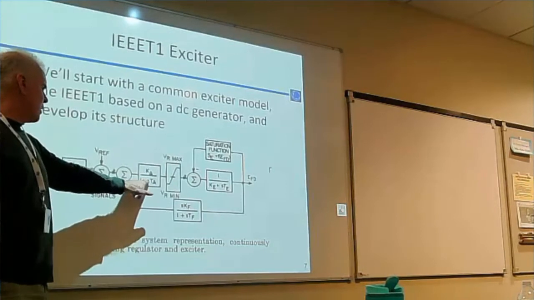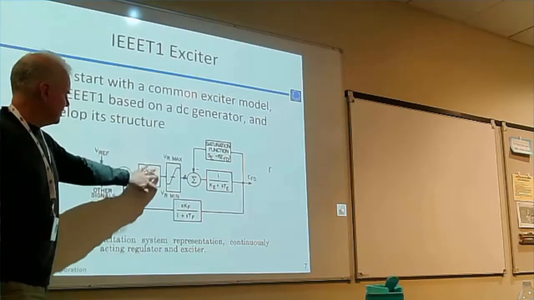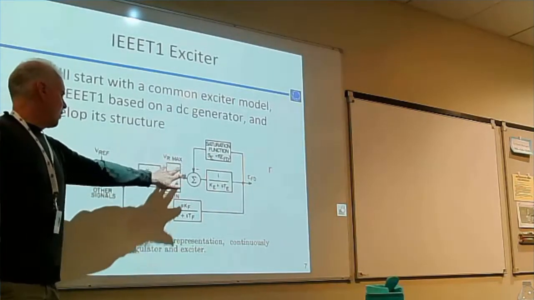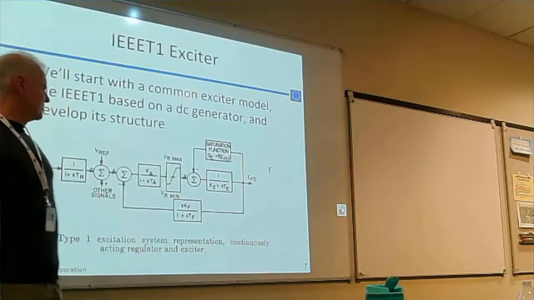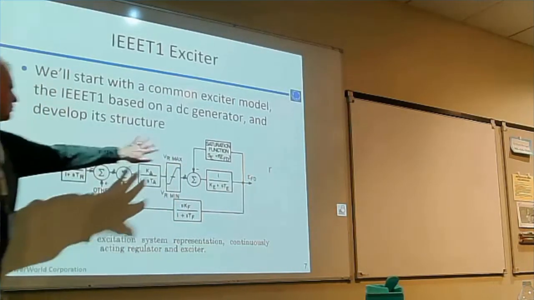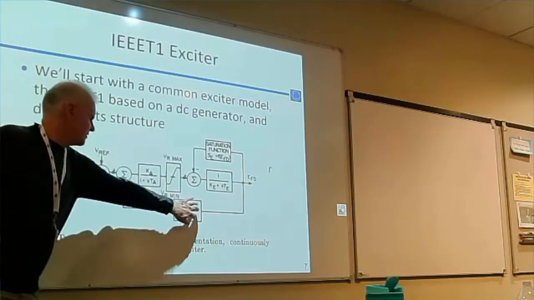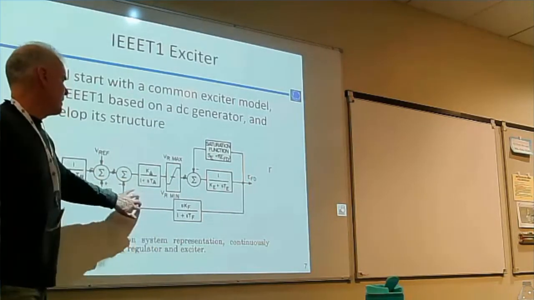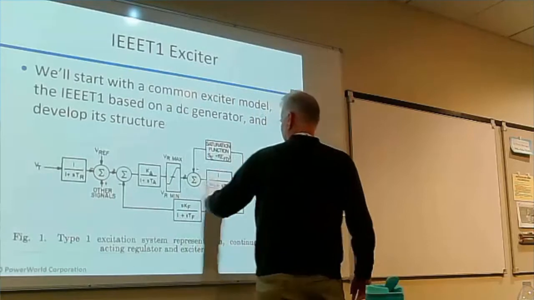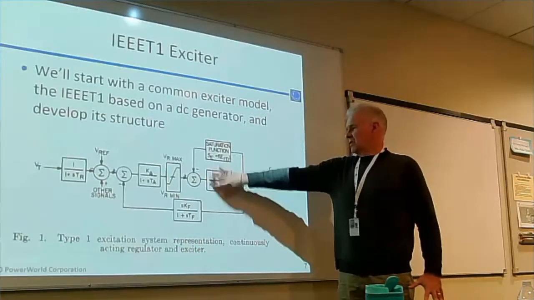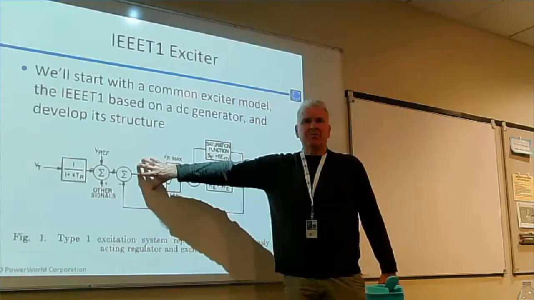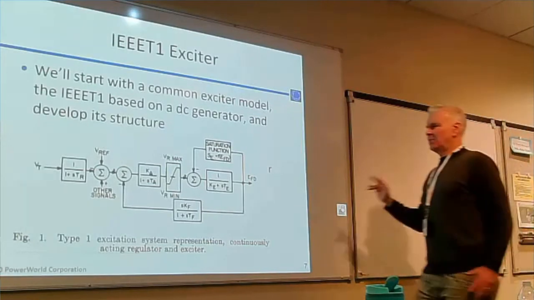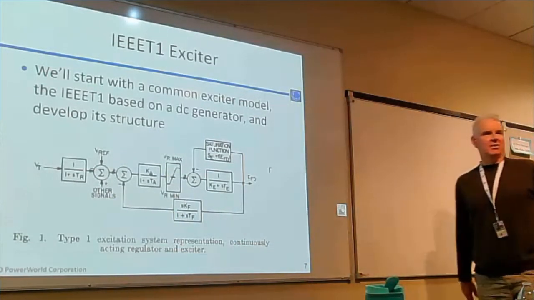Here's a KA over 1 plus STA. This just represents the gain function here with a lag of TA. The output of that has wind-up limits on it between VR max and VR min. This is a feedback loop that is just a derivative feedback. So you can see the derivative feedback here. This will represent the dynamics of the DC machine, which we're going to talk about in just a second. This is just a voltage amplifier. Voltage amplifier has some gain on it, it's got some limits on it, and it's got potentially some time delay associated with it.